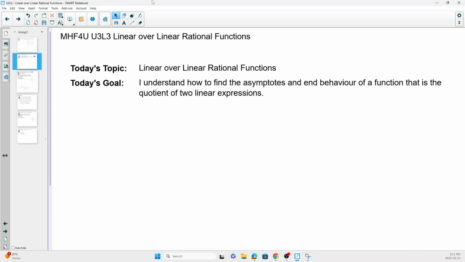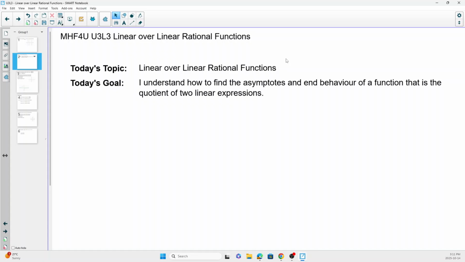Okay guys, we are here for Unit 3, Lesson 3, and now we're looking at linear over linear rational functions. So as you can see, we're slowly building on this idea. We started with just reciprocals of linear, so just 1 over a linear function. Then we looked at reciprocals of quadratic, so 1 over a quadratic. Now we're looking at linear over linear. You might see where we are progressing to.